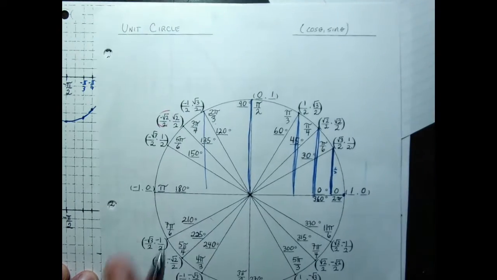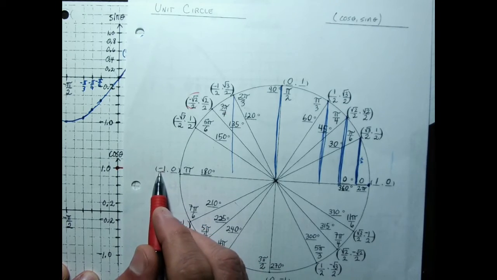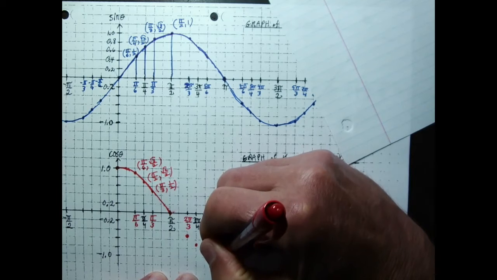And the cosine of pi is negative 1. So the x coordinate here on the unit circle becomes a negative y coordinate on the graph of the cosine function.